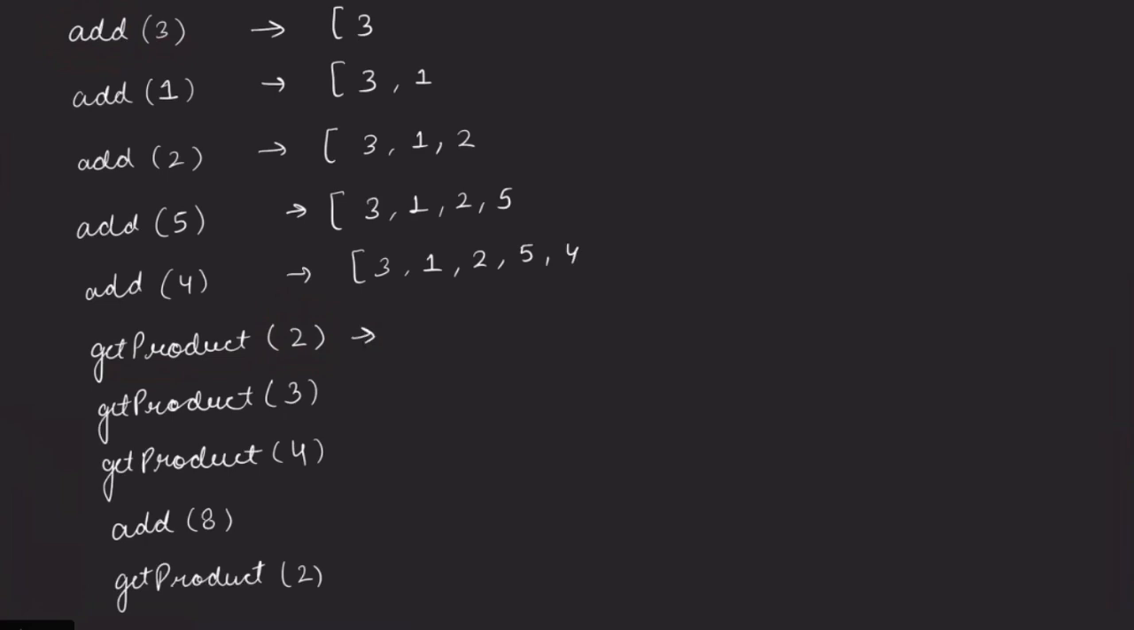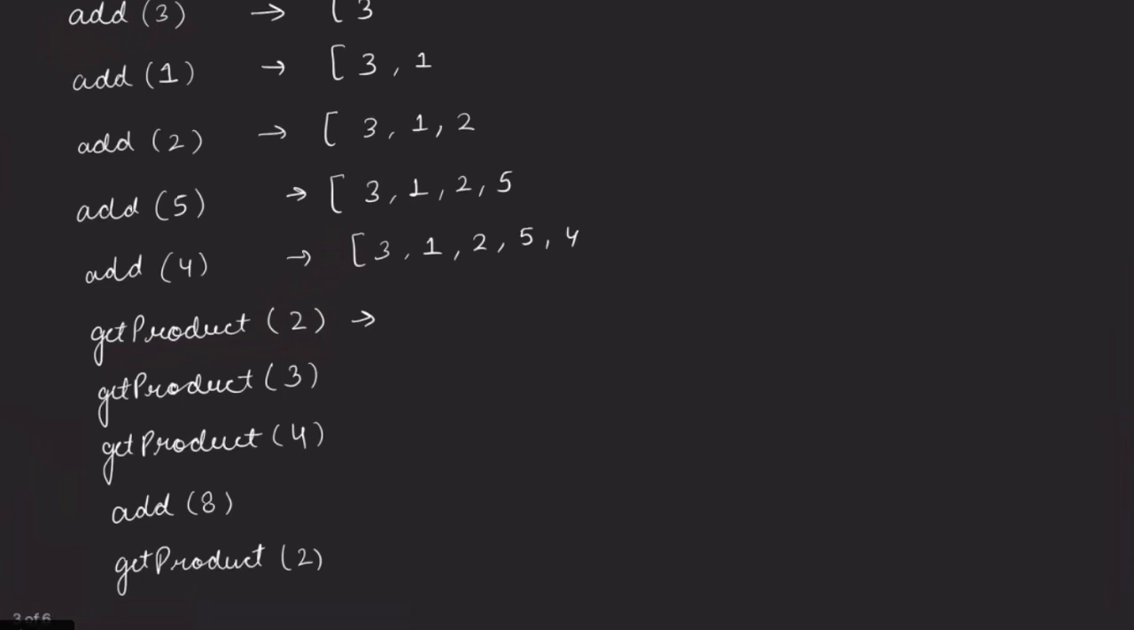Now they are calling getProduct(2). Basically this means that we need to return the product of the last two integers from this vector, right? So what we can simply do is start iterating from the last index and get the product of the last two numbers, which will be 20. So here we will return 20, right? Then the last three numbers, 2 5 4: 20 into 2 is 40, so this will be the answer. Then the last four, again it will be 40 only, right?